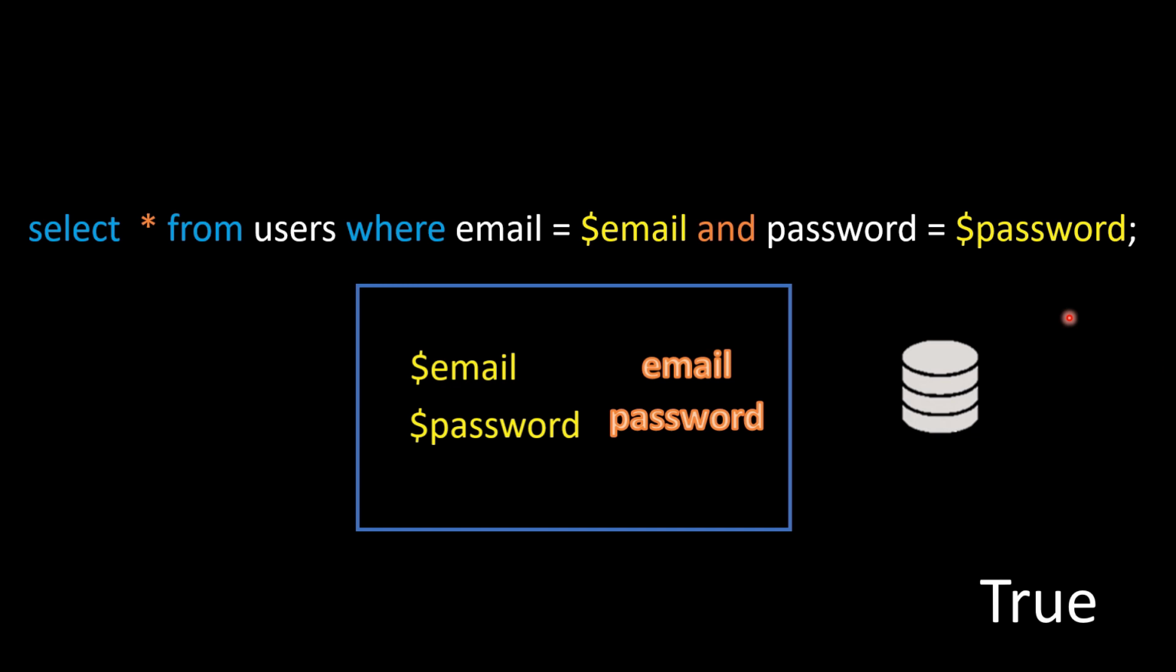So the result of the statement which we prepared is a boolean. That means if the result is true, then we will be able to log into the account. So our goal is to make the result true. So how do we do that?